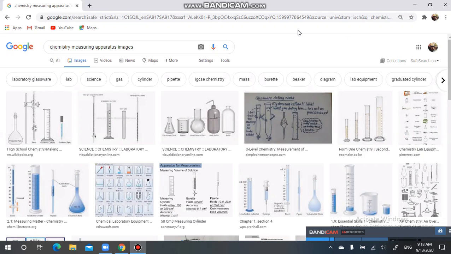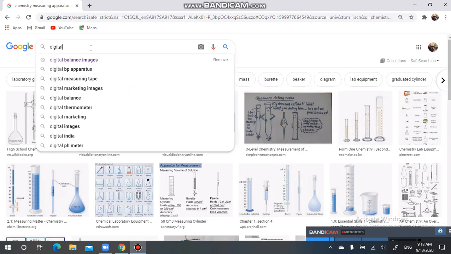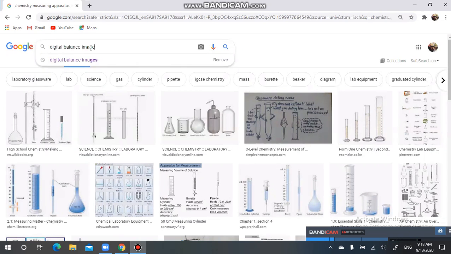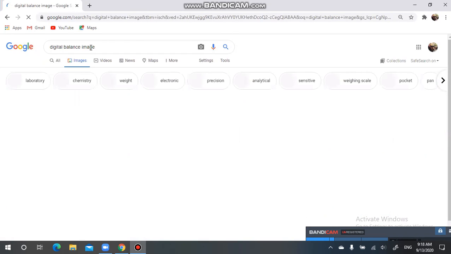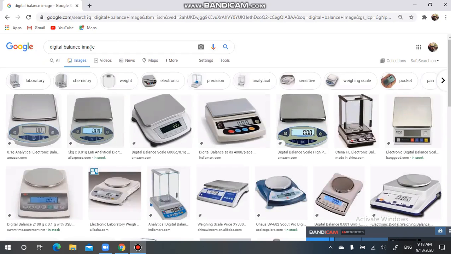Mass is measured using a digital balance. We use a digital balance to measure the mass of chemicals. In chemistry, we use chemicals. This image is for a digital balance. We used it before in our practical lessons. So we use a digital balance to measure the mass of chemicals.